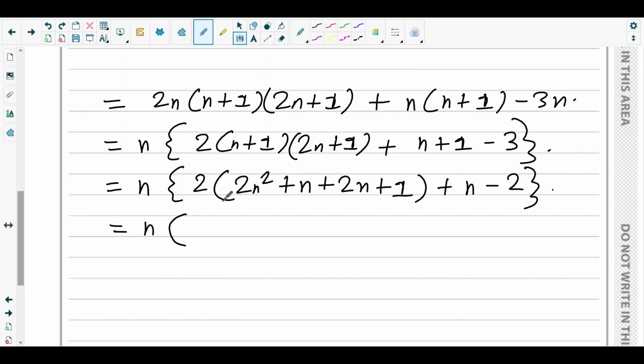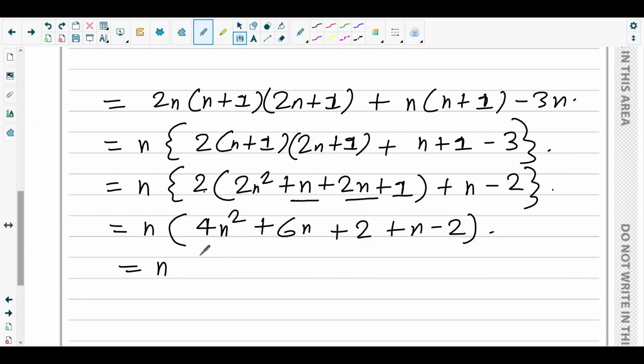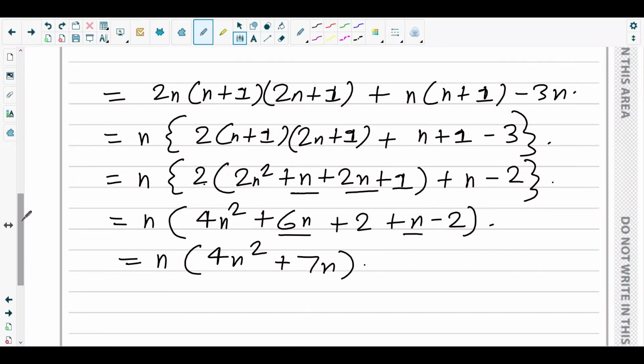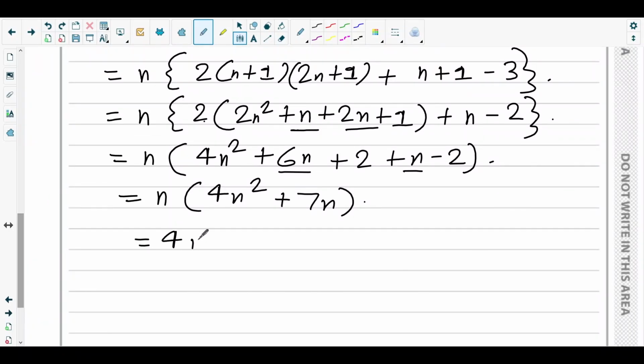Now multiply the first bracket. So you will get 2 times 2n squared, that is basically 4n squared. Then n plus 2n is 3n, 3n times 2 is basically 6n plus 2, and then plus n minus 2. So we can write 4n squared plus 6n plus n, this is basically plus 7n, and then plus 2 minus 2 cancels out. So you will get 4n cubed, as you multiply the bracket with n, plus 7n squared.